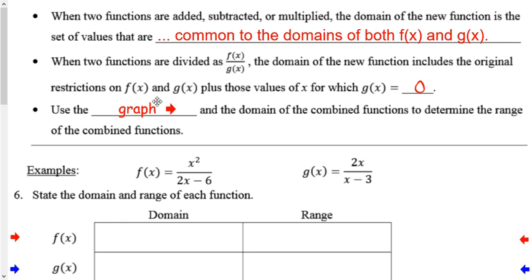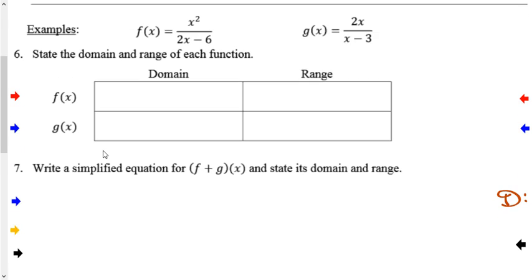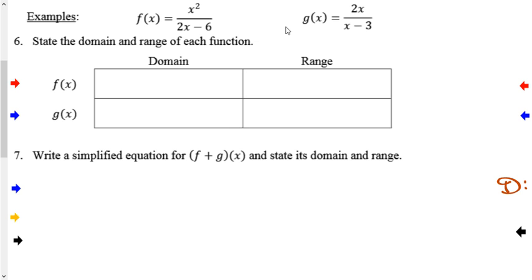Let's look at another similar example. Now we have f of x and g of x. These two functions are rational functions now. And let me have you just pause to review again and determine what are the domain and range of these two functions. Pause the video now.